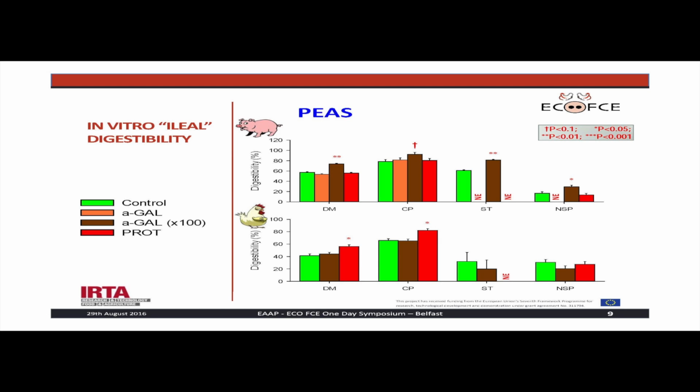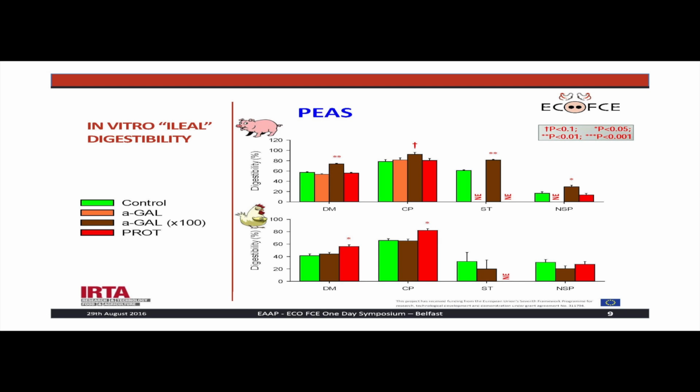These tended to improve crude protein, improve starch digestibility, and improve NSP digestibility. There was no effect of protease for the poultry, for the pig, whereas for the poultry, protease improved dry matter digestibility and crude protein digestibility of pigs. Here we did not see an effect of alpha-galactosidase.